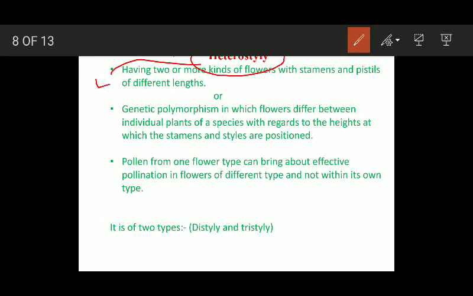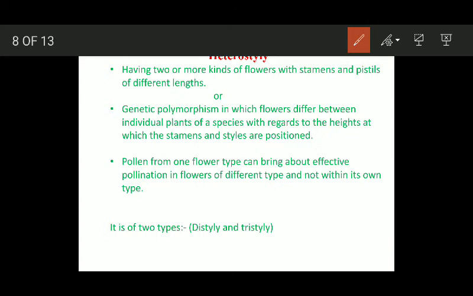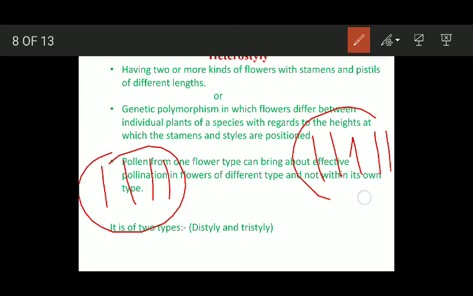तो heterostyly को अगर हम सिंपली डिफाइन करेंगे, it means possession of two or more than two kinds of flowers in a plant species which differ with respect to the lengths of their stems and pistils. अगर आपके पास एक प्लांट स्पीशीज़ है, कुछ इंडिविजुअल्स में एक तरह का फ्लावर है, कुछ इंडिविजुअल्स में दूसरे तरह का फ्लावर है, and these flowers differ with respect to the lengths of their pistils and stems. This is a simple definition of heterostyly.